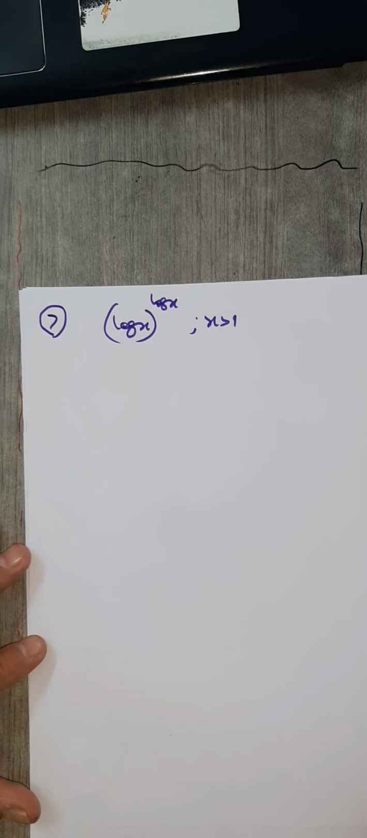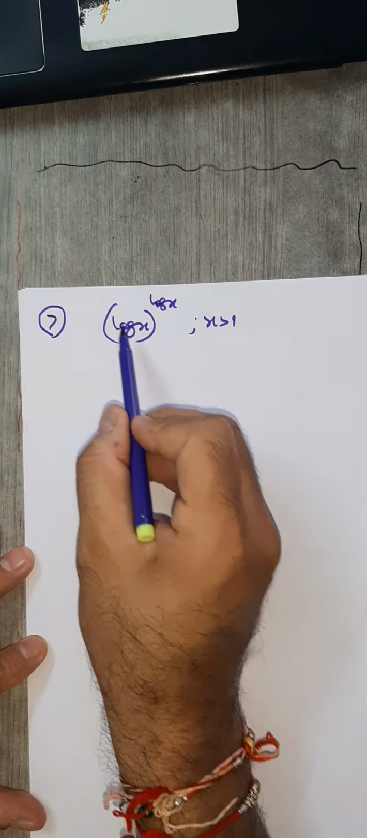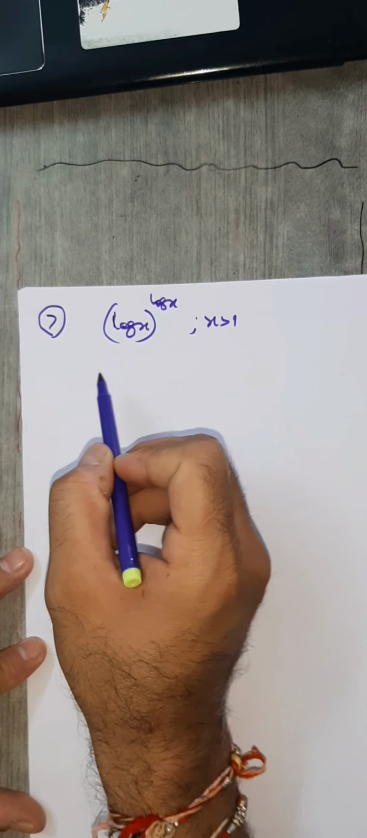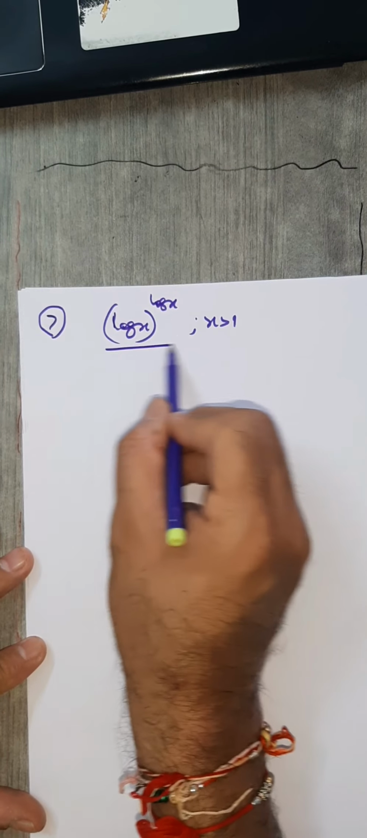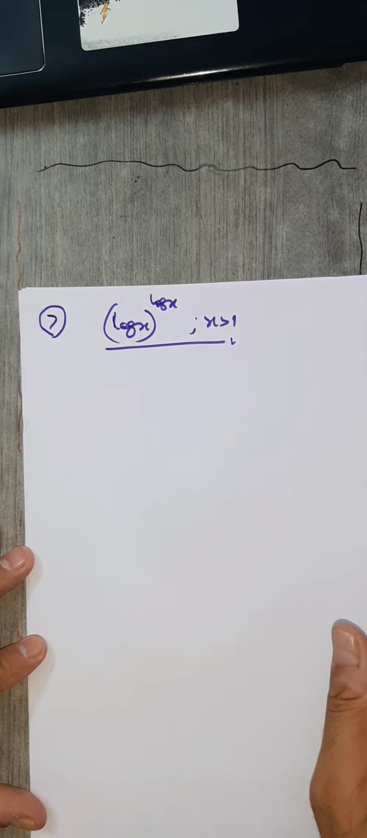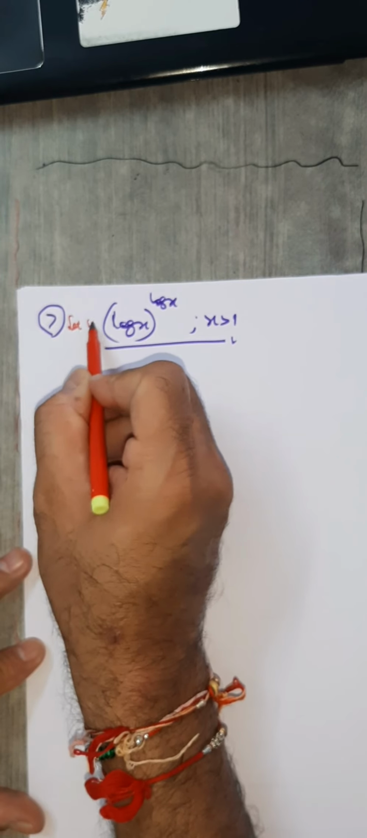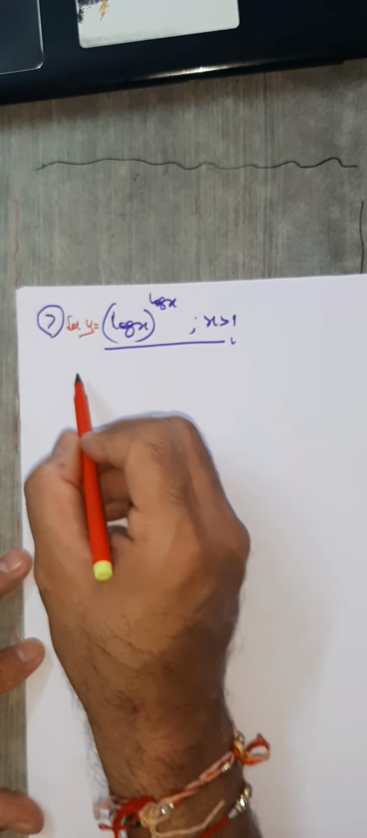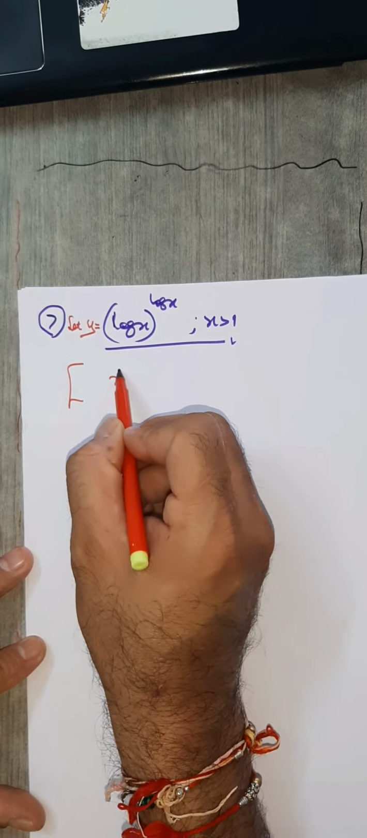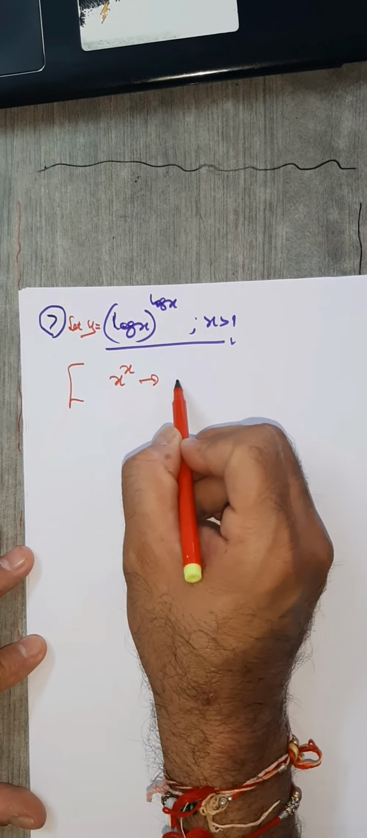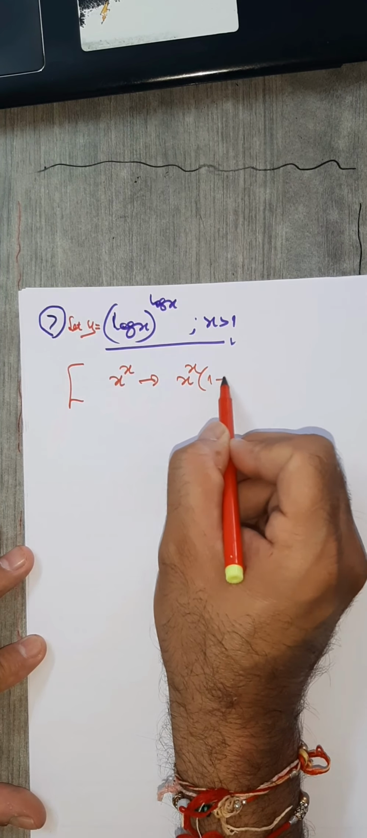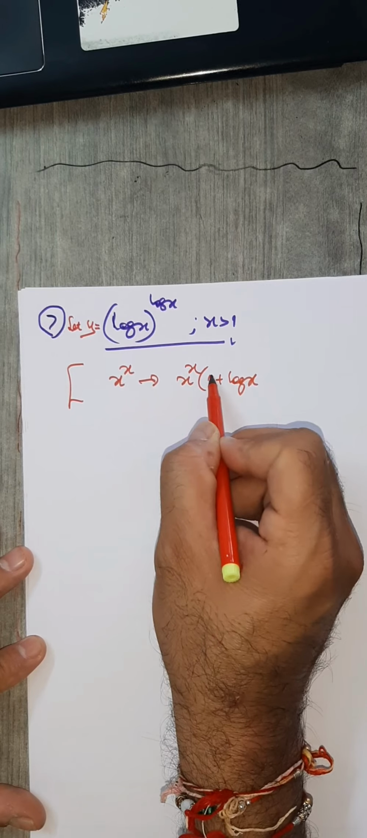Next question, 7th number. You have log x raised to log x. This is a variable, this is a variable. This is a variable raised to variable form. Let me take this as a function, for example, y. So let's take y equals this. Now if you remember, the differentiation of x raised to x is x raised to x into 1 plus log x. This is like a standard formula.